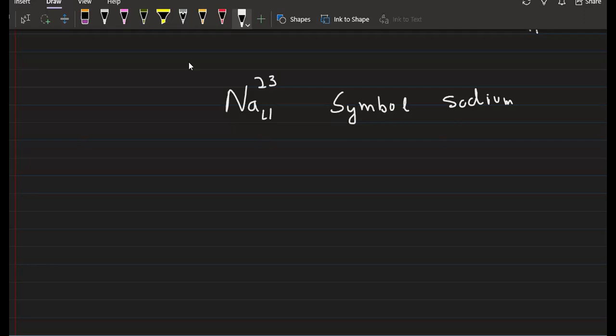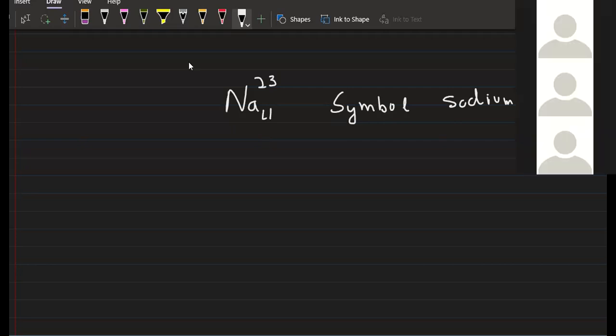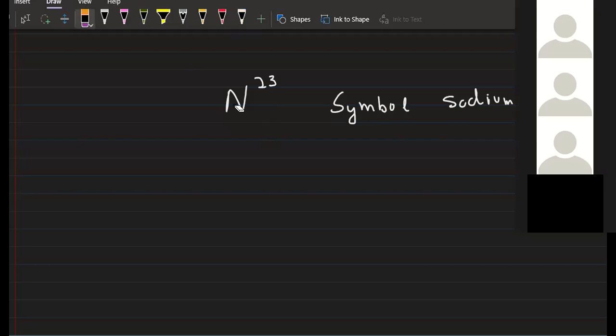Now, whenever an atom is written, if you see this, it will be written like this. Have you observed that it is written like this? We will share the periodic table, but it is written like this, right? Now, what is this 11? Tell me, what is this 11?